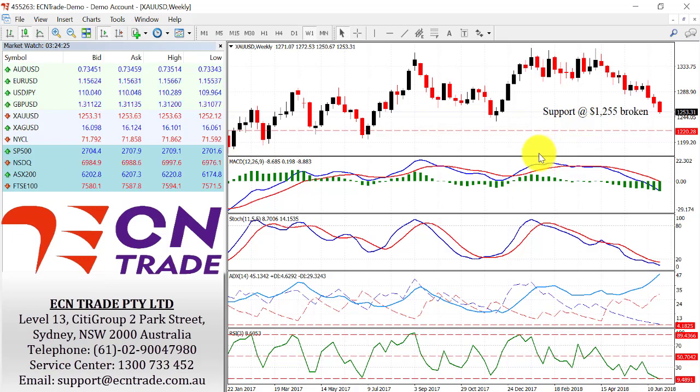Looking back to the support, intradays at 1,248 to 1,242 now.